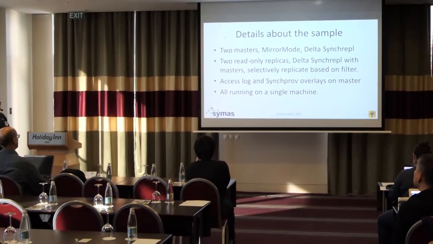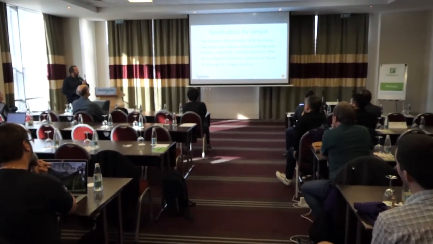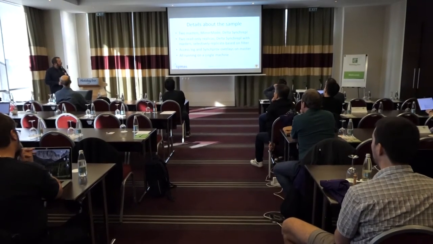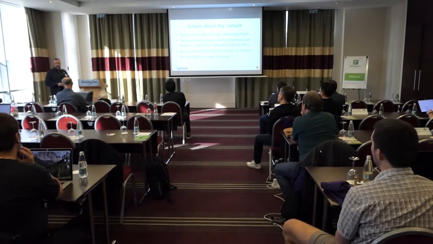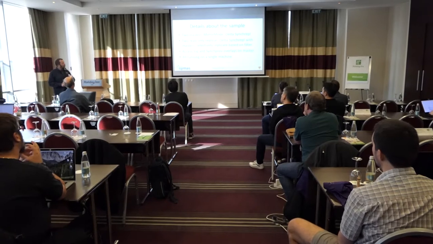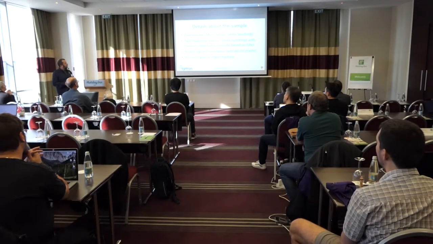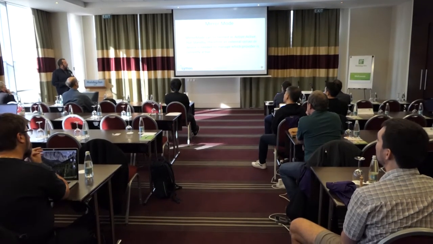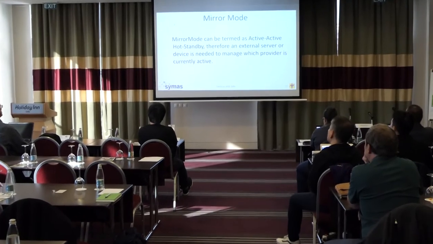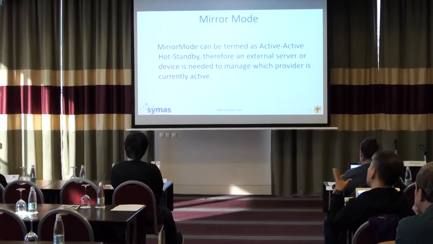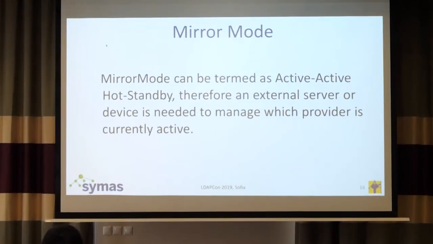Okay, so just summarizing: two masters, mirror mode, delta sync REPL, two read-only replicas, delta sync REPL with the masters, selectively replicating based on a filter. We have to enable the access log and syncprov overlays on the master in order to do the delta sync REPL protocol, and all of these are running on a single machine. I'm not a server-side replication expert, but mirror mode can be termed active-active, hot standby. I already talked about how you route write traffic to one or the other to avoid the split brain.